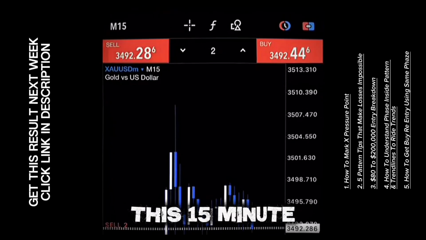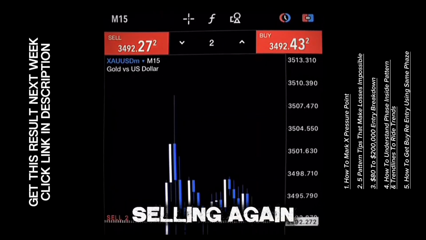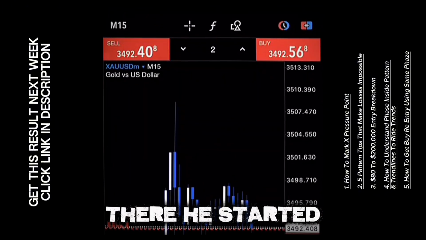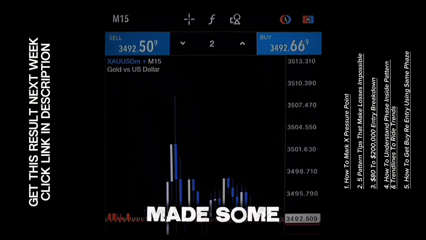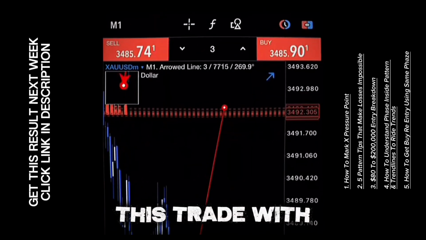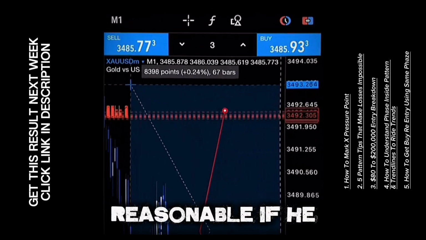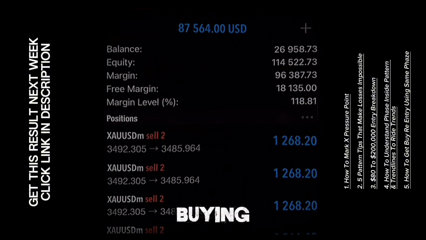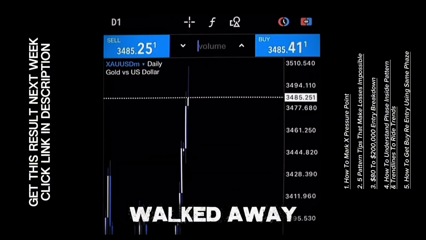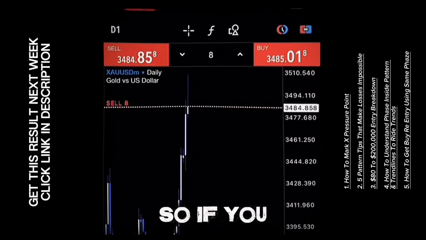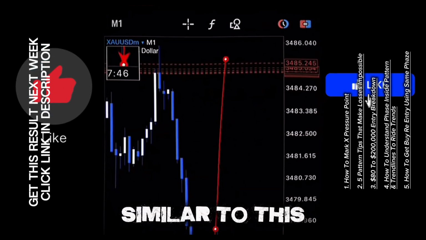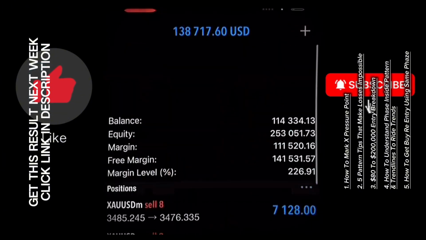If you look at this 15-minute time frame there, he was still selling again. When price was at the low of that point there, he started selling, and though he made some good money, he was able to walk away from this trade with something reasonable. If he had started buying, or if he had followed everything in this video, he would have walked away with something better.